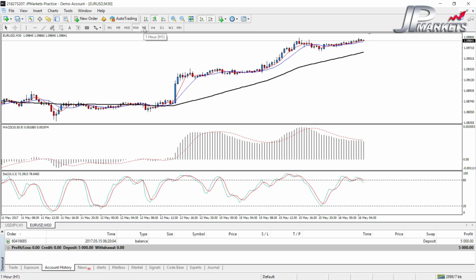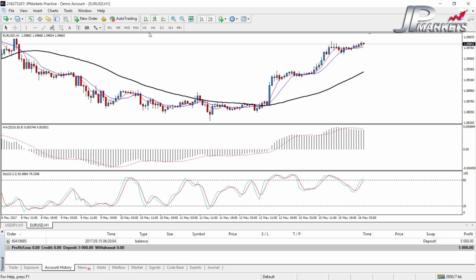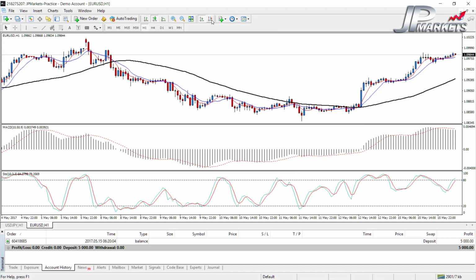For this example, I'm going to stick to the 1 hour because we typically find the 1 hour has larger movements and it's easier to read. The only problem with the 1 hour chart is that you could wait days at a time before you actually find the right trading opportunity. But that's fine for now.